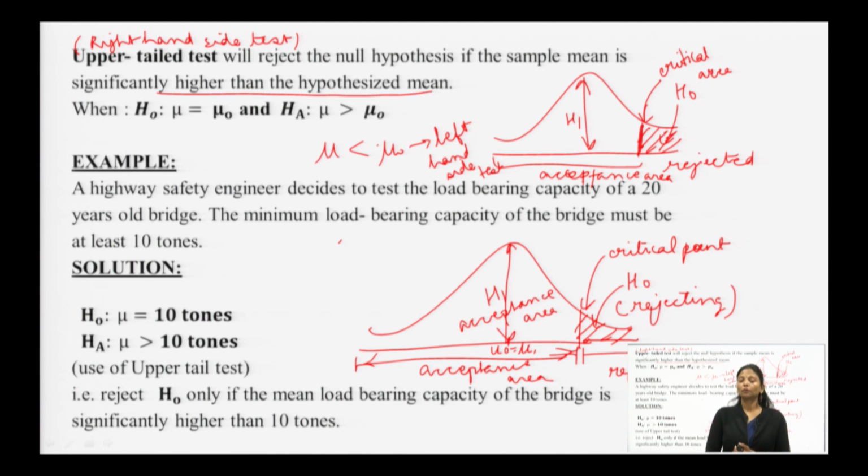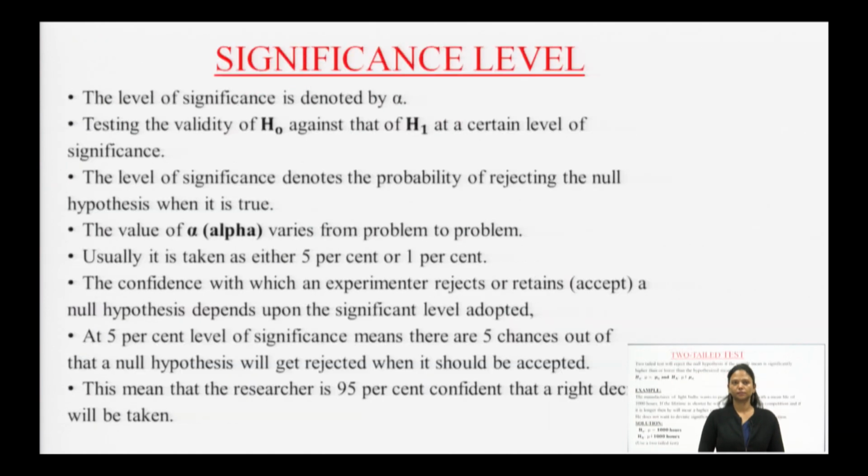So, in case we are talking about a right hand test, we are supposed to reject the null hypothesis only if the mean load bearing capacity of a bridge is significantly higher than my hypothesized mean. So, if my mu is greater than mu naught, I am going to be doing the right hand test. Otherwise, if my mu is less than mu naught, then I am supposed to talk about the left hand side test.